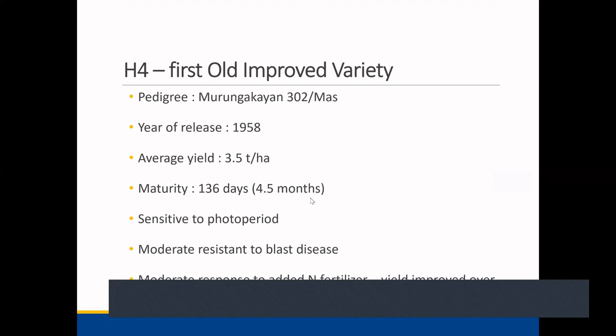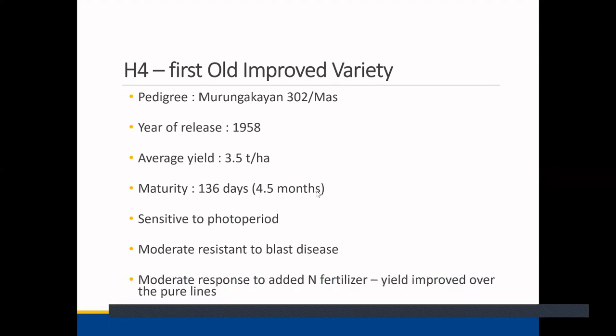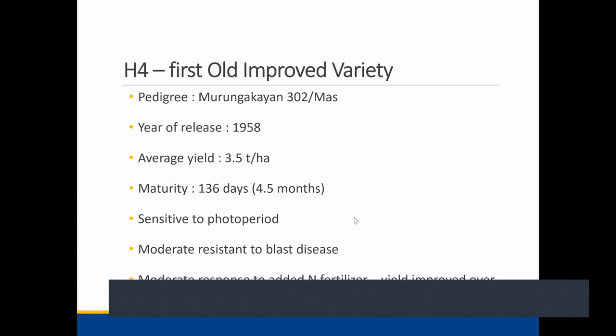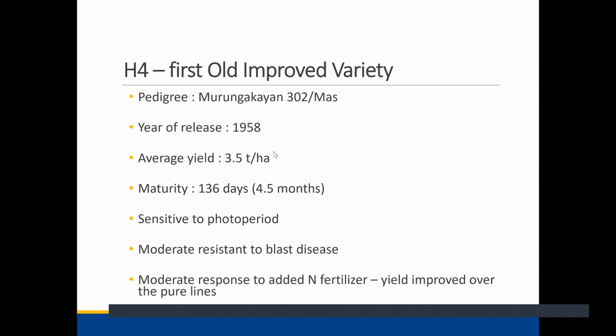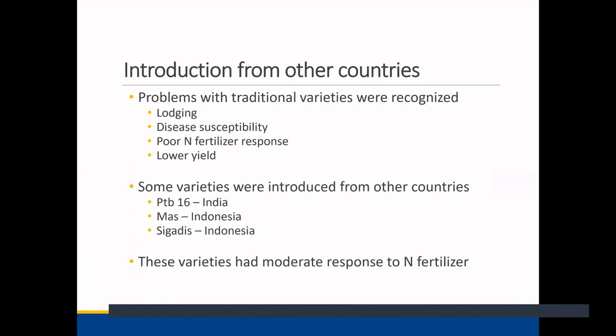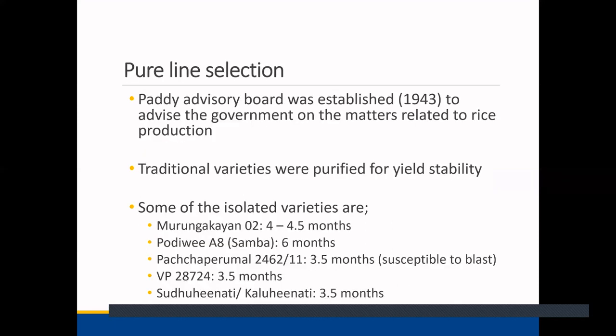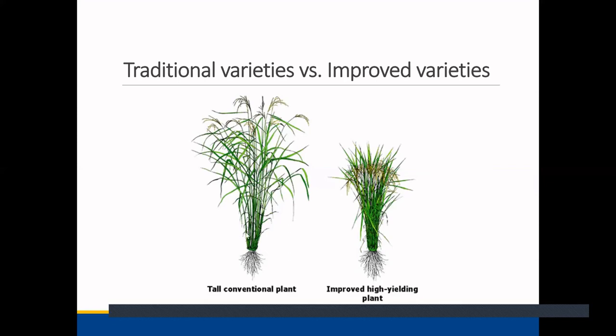Why did they show a poor response to the nitrogen fertilizer? You mean which variety? The traditional variety. Okay, traditional variety. As I said, maybe I can go back. See this slide.